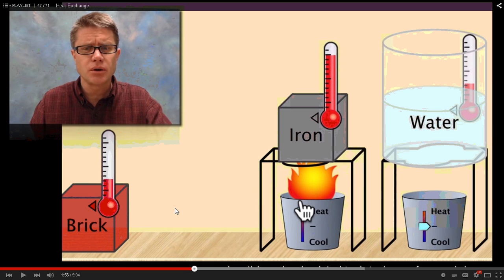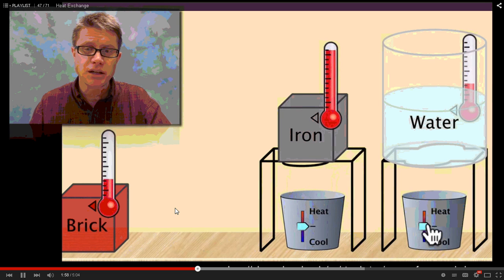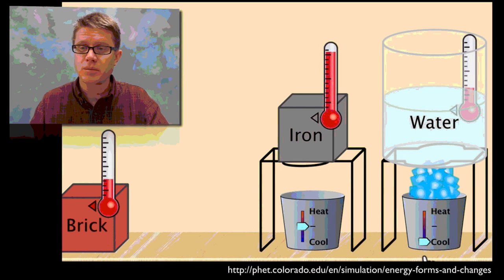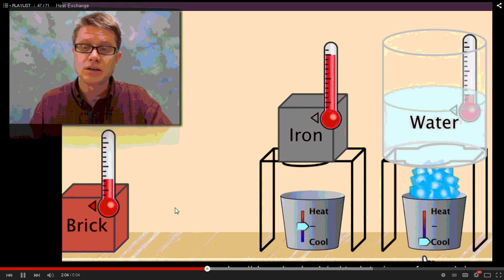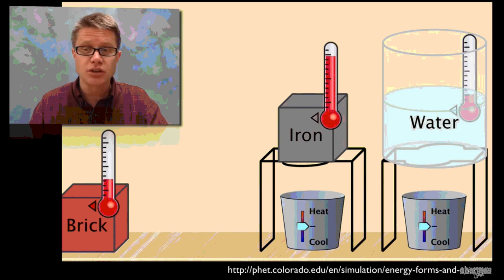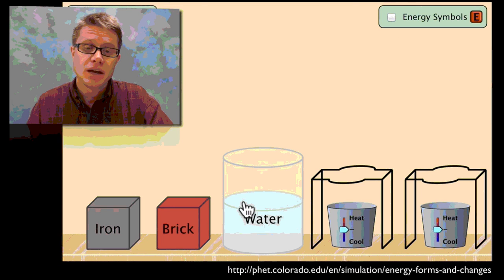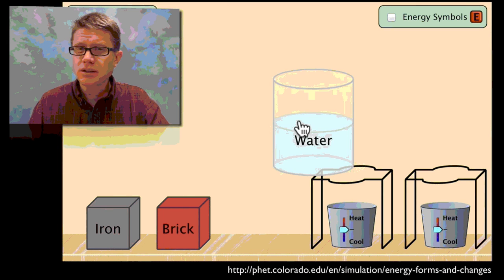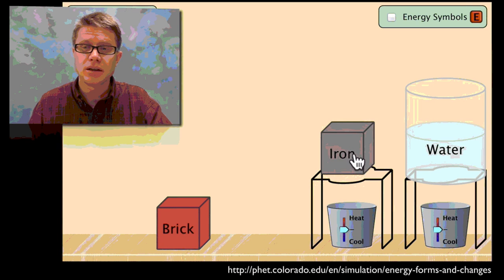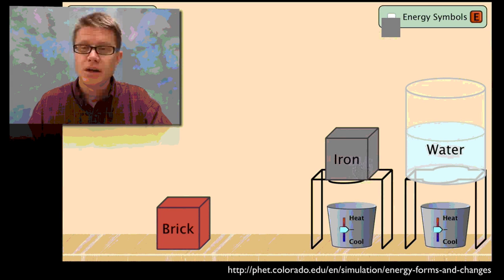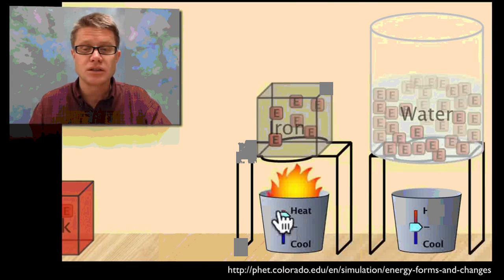What's going on is that we're speeding up those molecules. That's speeding up the molecules of the thermometer, and it's spreading apart. Likewise, when we cool it down, we're cooling down the molecules of the thermometer, and therefore it's going down. But we really don't see that energy transfer as heat. So now we're going to click on the energy symbols button, and now we're actually going to see that energy inside those molecules.